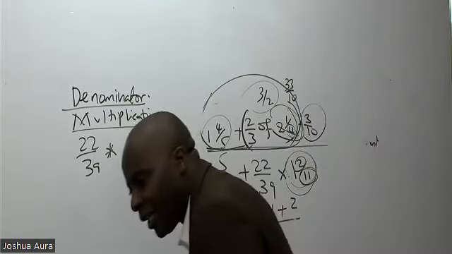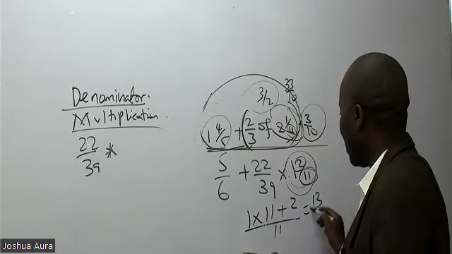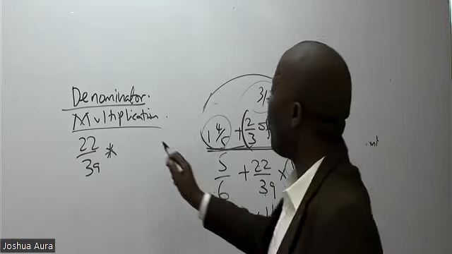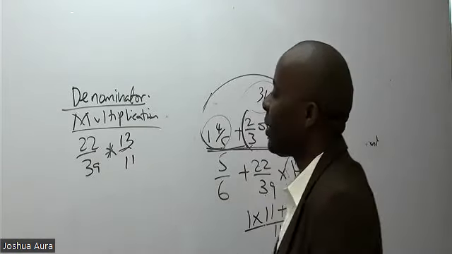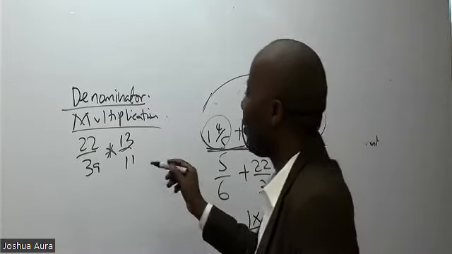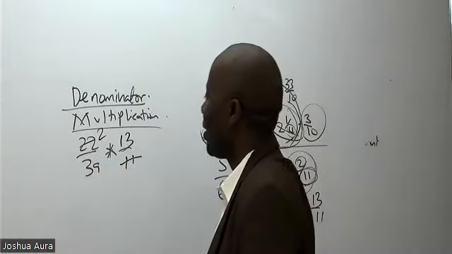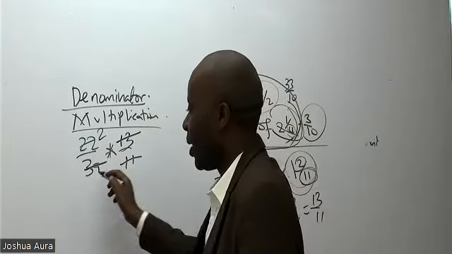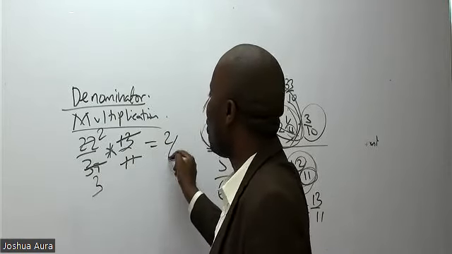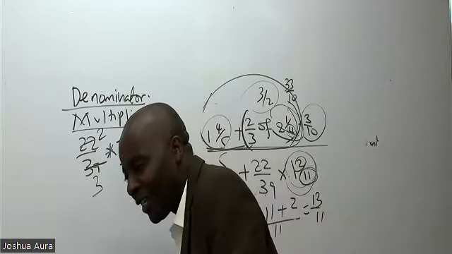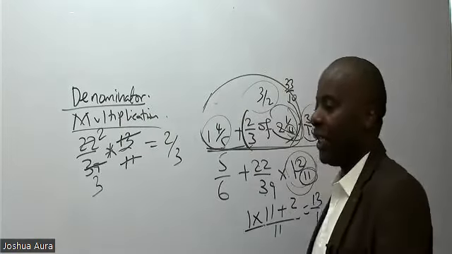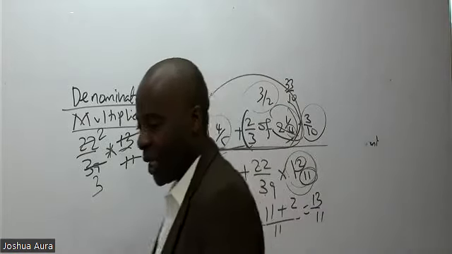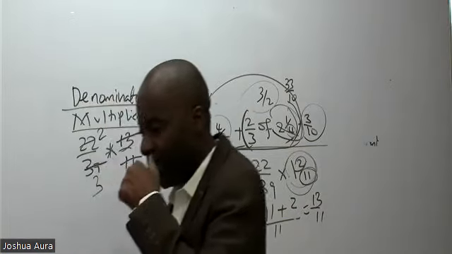13 over what here, somebody? 13 over 11. Thank you, Cynthia. So it is 22 over 39 times 13 over 11 times 13 over 11. Unfortunately, I can see something very nice, that 11 can go into this twice. I can see 13 going into this how many times? Thrice. So at the end of the day, this will give me 2 out of 3. Thank you.